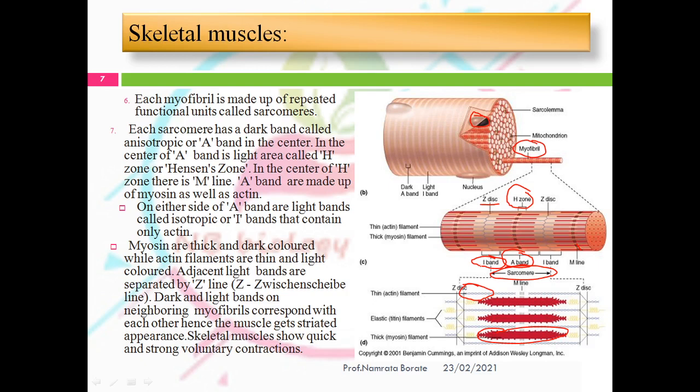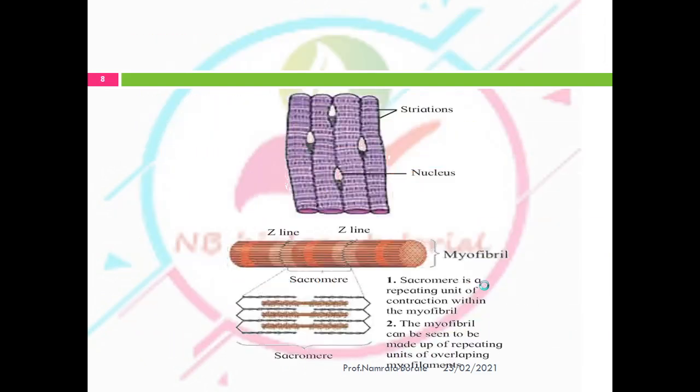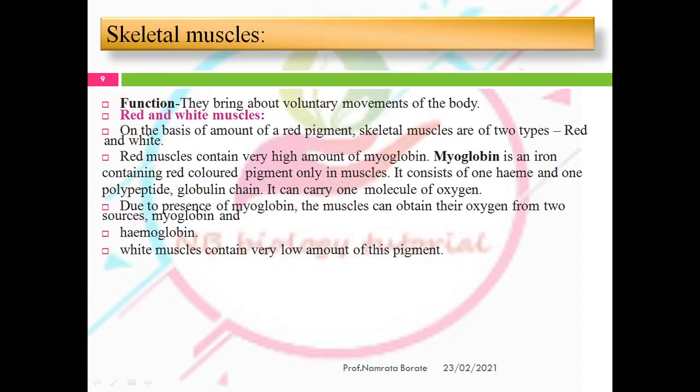The dark and the light bands on the neighboring myofibrils correspond with each other. Hence, the muscles get striated and appear as a striated structure. The skeletal muscles show quick and strong voluntary contractions. You can see here, there is a presence of nucleus. Due to the presence of the myofibrils, the nucleus gets shifted towards the peripheral side.